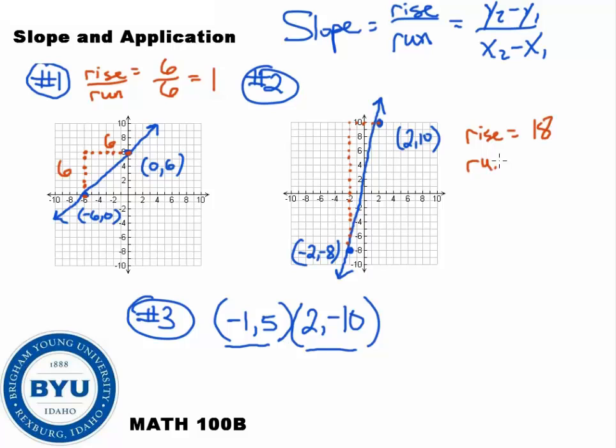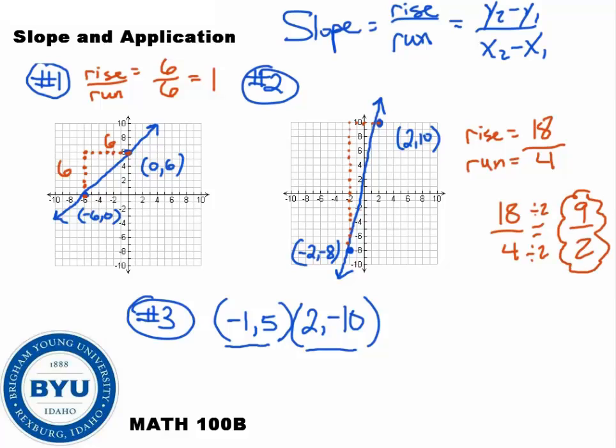So rise 18, run is 4. And so my answer is 18 over 4. But remember, in this class and in any class, you should always simplify your fractions. I can divide the top by 2, divide the bottom by 2, and I get 9 halves for the slope. So the slope of that line is 9 halves. The slope of this line was 1.